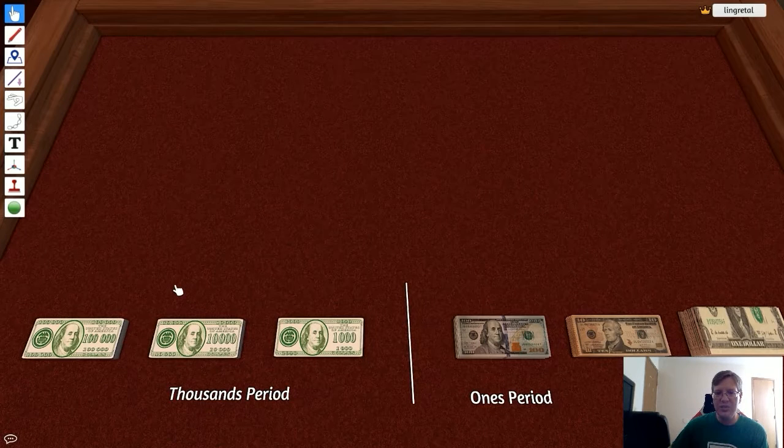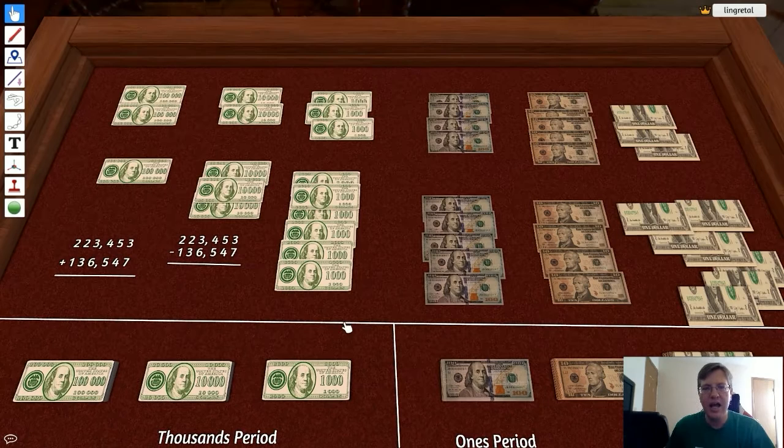When we are working with subtraction problems, we're going to follow all of the same rules that we did in second and third grade. We are just working with larger numbers. Same thing with addition. Let's go ahead and take a look at our addition problem. That is going to be 223,453 plus 136,000. And then we have 547.